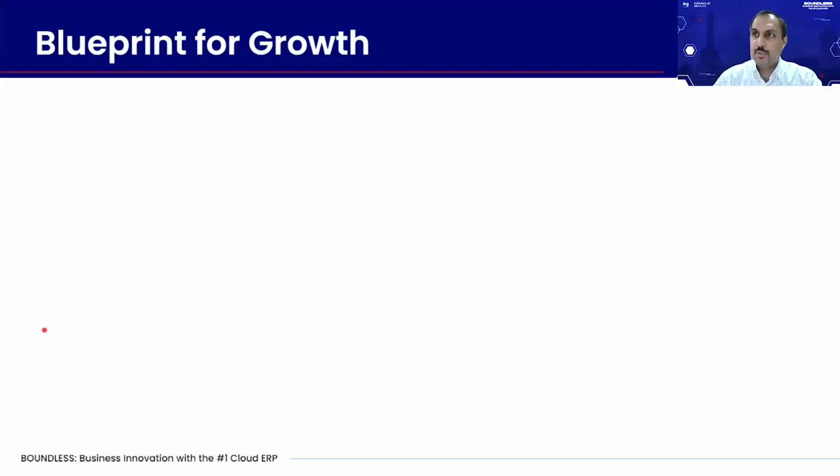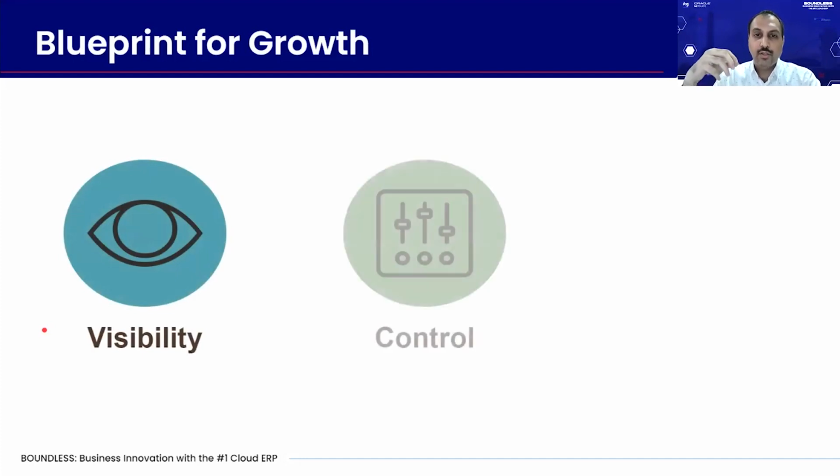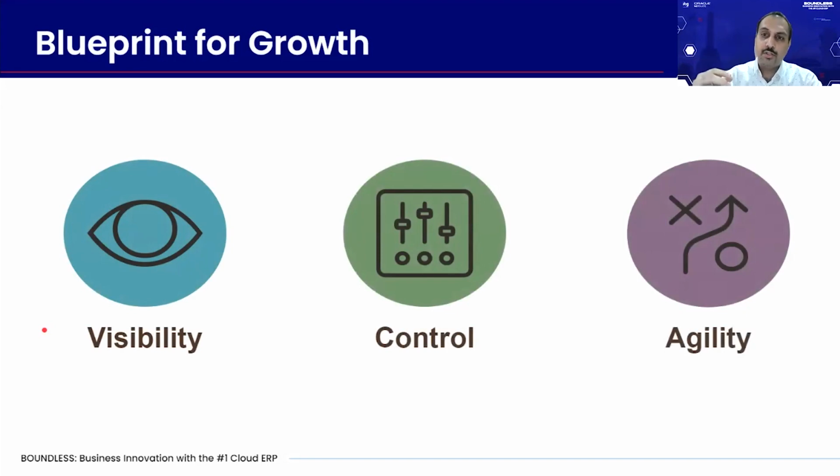Now, Oracle NetSuite obviously has that blueprint for growth. So you're going to be addressing your visibility in terms of your data, controlling the information that you have within Oracle NetSuite, and also the agility to make changes as things happen in real time or as close to real time as possible. In order to accomplish the visibility, control, and agility, we're going to jump into Oracle NetSuite to see how it's going to help us.